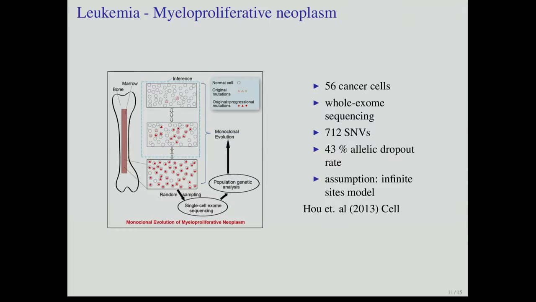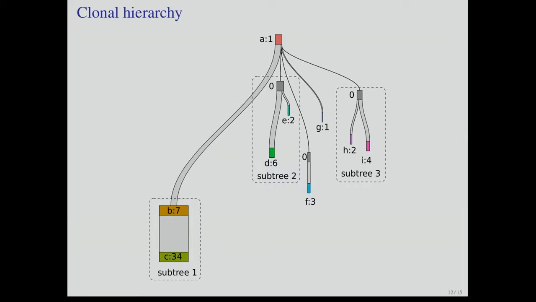So the second example is going to be from a leukemia, and it was single-cell whole exome sequencing of 56 cells. There was a very high dropout rate, and about 700 SNVs were identified. And here we just plugged basically a different model into the transition kernel, which encodes for the infinite sites model. The original authors basically had a relatively simple model and concluded from this data that there was a monoclonal evolution. So what do we see?